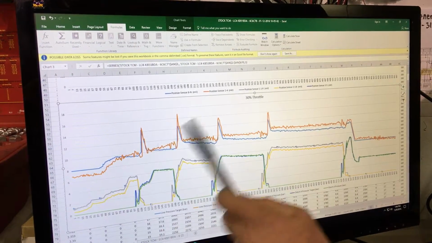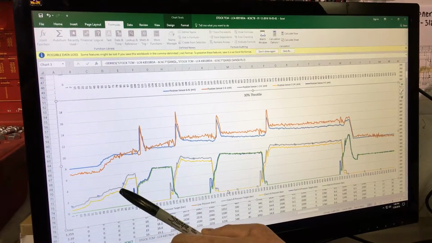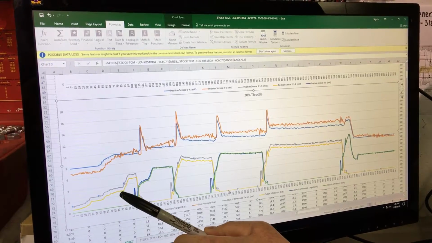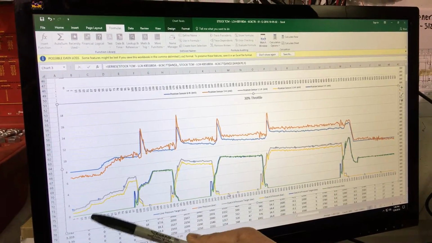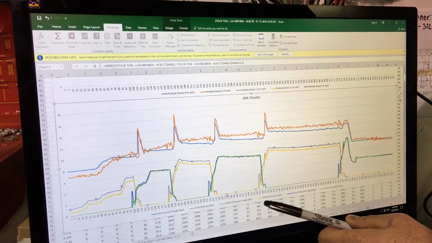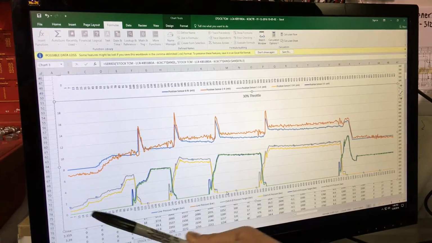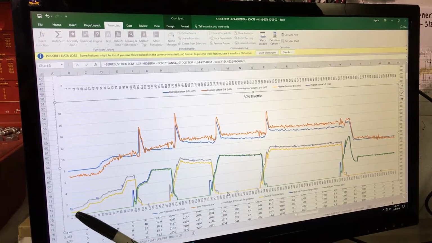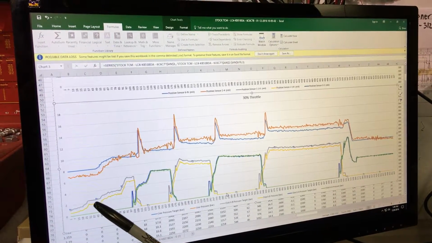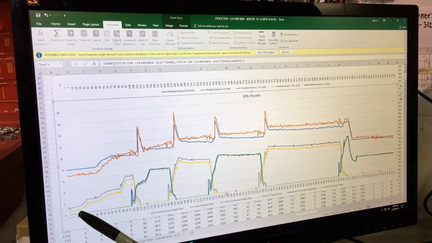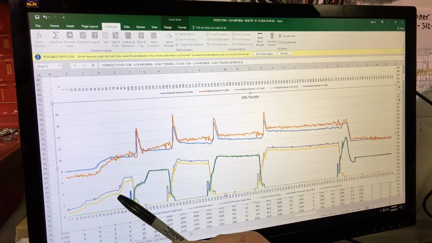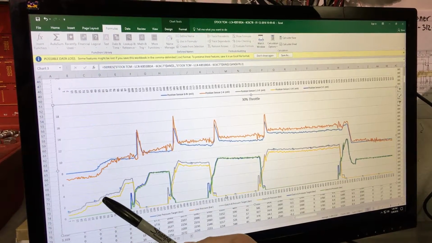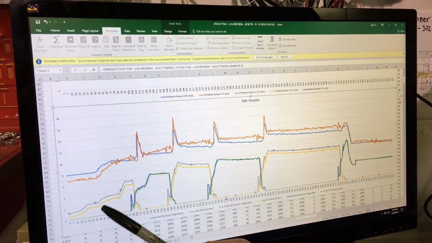Remember, on our 30% throttle pull in part one of our video, I did a first gear pull at 30%. We look down here. Yellow is actual clutch pressure, and gray is clutch pressure target. So the TCM is telling the transmission what to do here, and you can see the actual pressure is following it perfectly. Every little bump, it's following it all the way through.